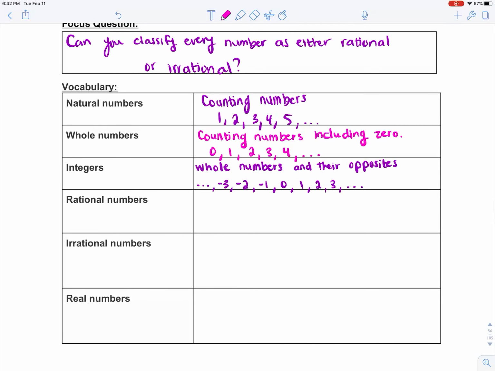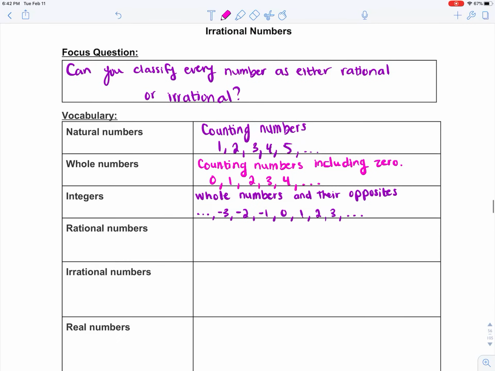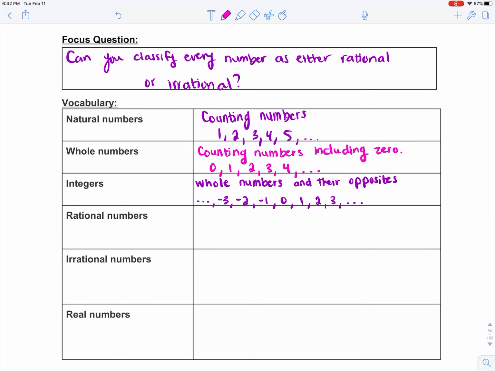Now, here we arrive at this big umbrella term that we call rational numbers. Rational numbers are just numbers that can be written as a fraction. I believe that's the definition we put in one of our previous lessons. And then we're going to add to this, or a terminating or repeating decimal.